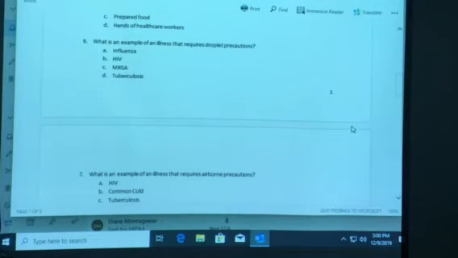Question number 6. What is an example of an illness that requires droplet precaution? A, influenza. B, HIV. C, MRSA. D, tuberculosis.